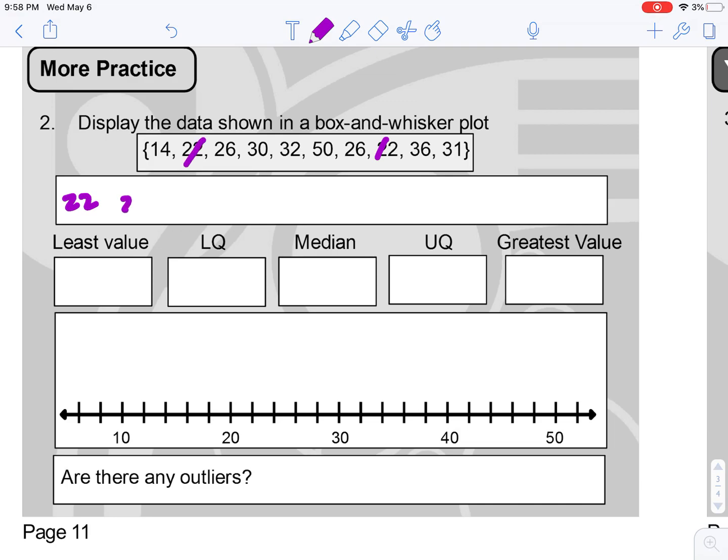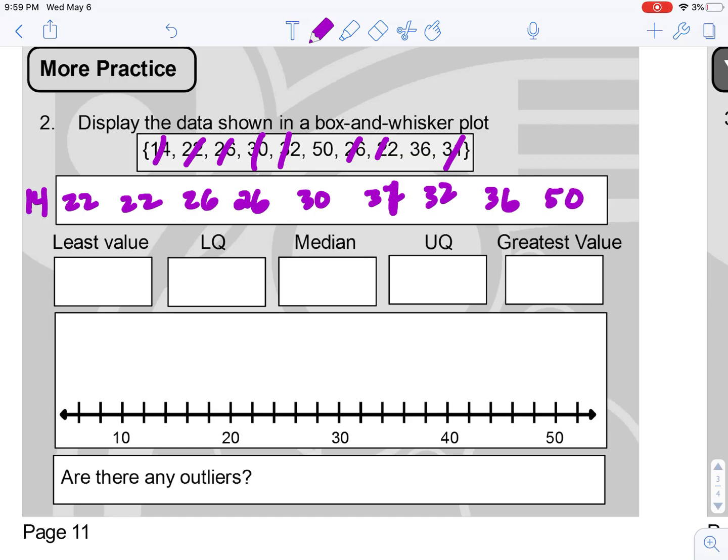22, 22, 26, 26, oh, 14. Okay. 30, 32, oh, 31, 32, 36, 50. All right. 1, 2, 3, 4, 5, 6, 7, 8, 9, 10.